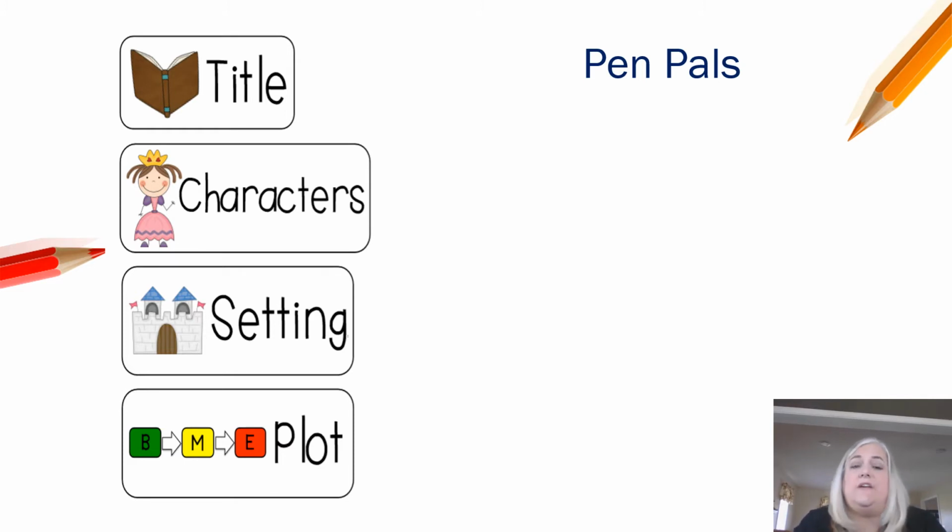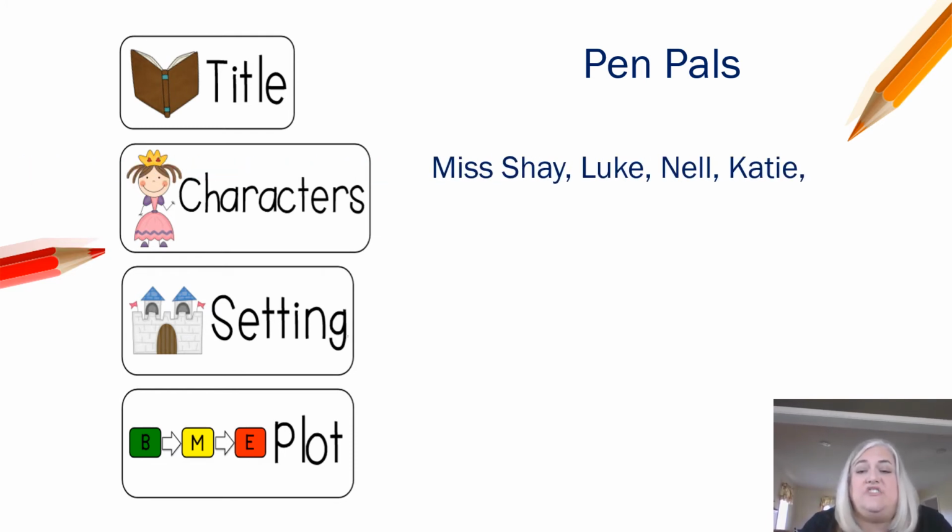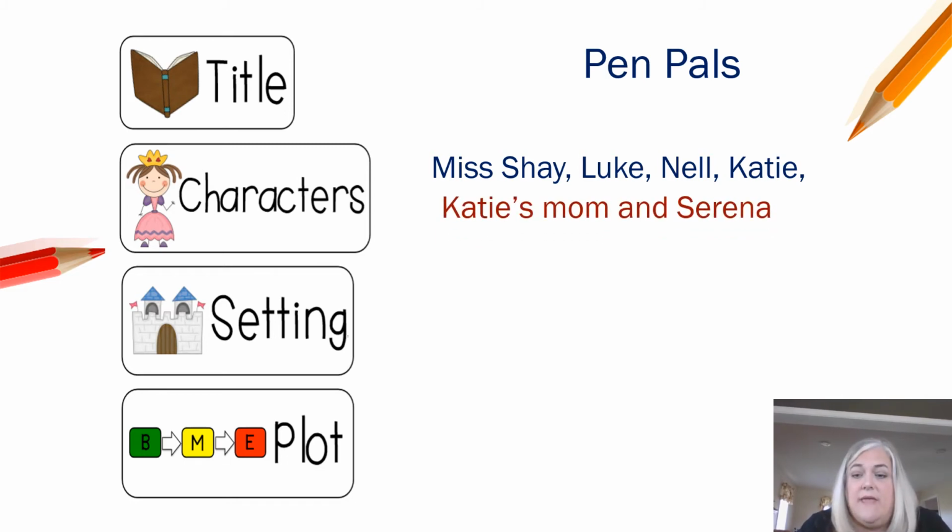So now let's look at our narrative elements again, and notice that you can add characters as you go along in the story. You can change the setting. And of course, now we don't just have the beginning of the plot, but we have the middle of the plot. So who are our characters? Well, we know that we had Miss Shea, Luke, Nell, and Katie in the beginning of the story. Did we add any new characters to the story during this middle part that we just read? Yes, we added Katie's mom, and now we have Serena, Katie's pen pal.